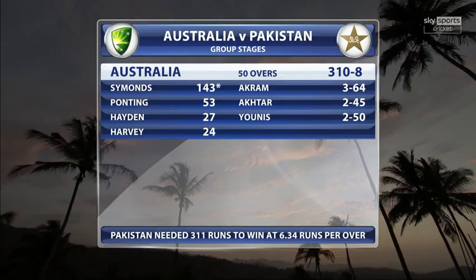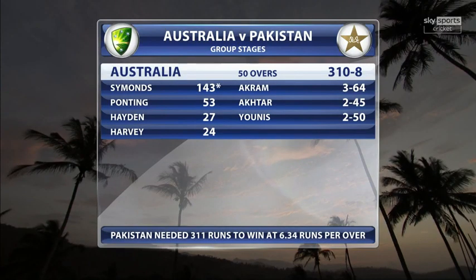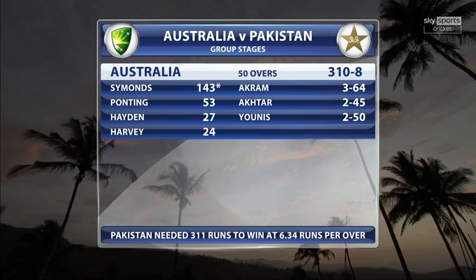At 86 for 4, Pakistan would have been by far the happier side. But Andrew Symonds' innings was something of brutal beauty. 143 from 125 balls. He played a lone hand and took Australia to 310 for 8 from their 50 overs. So could the Pakistani batsmen respond? Find out next.